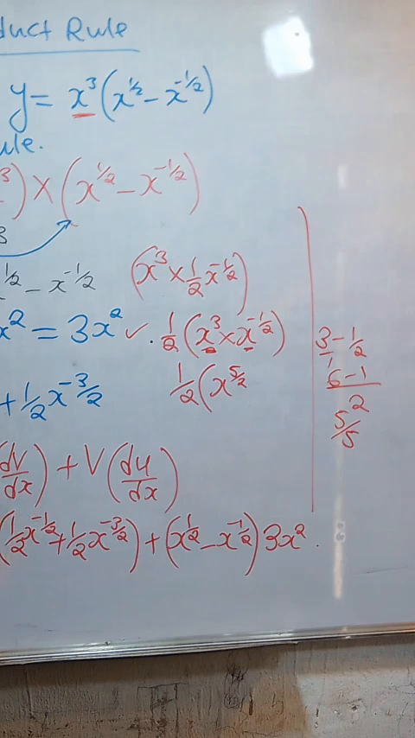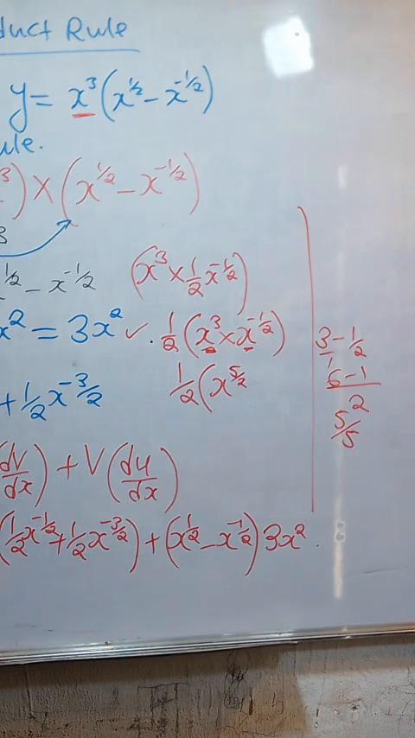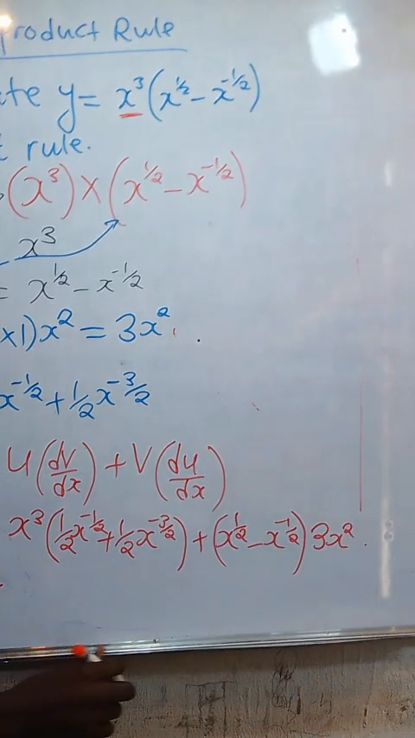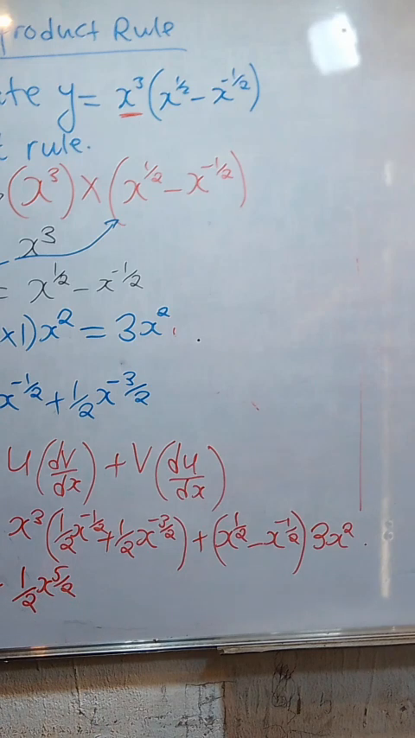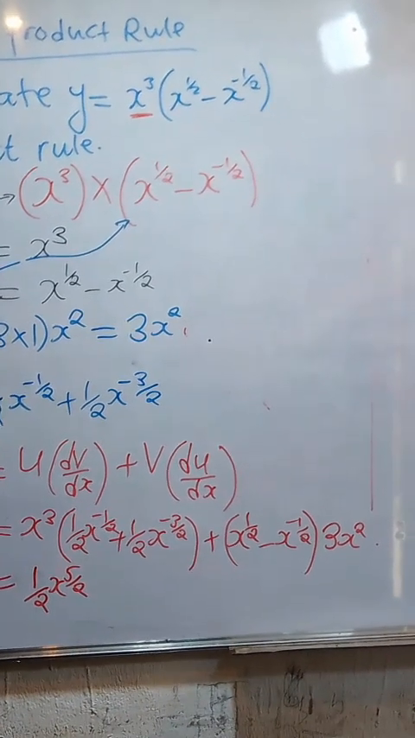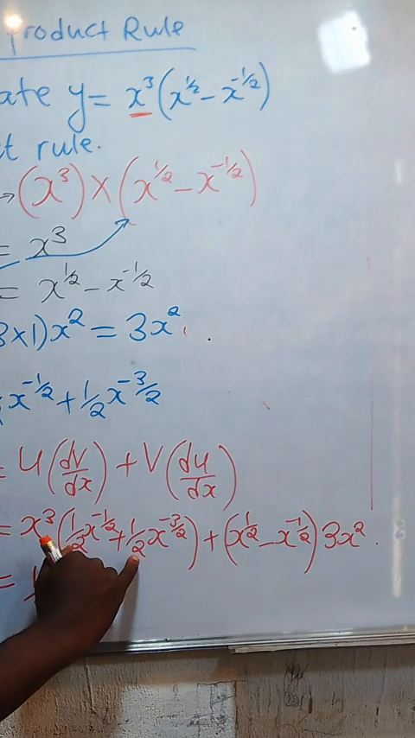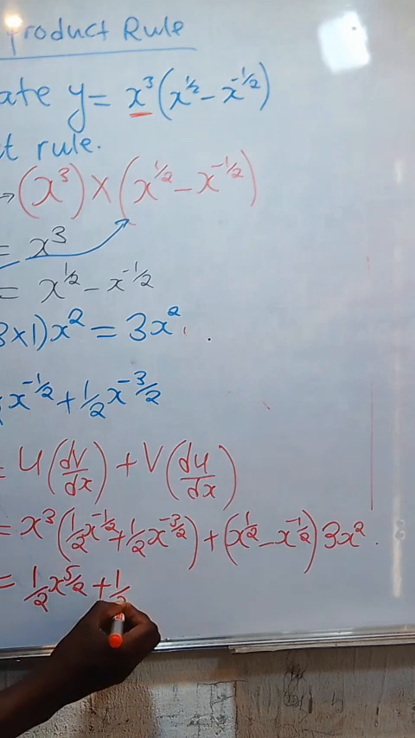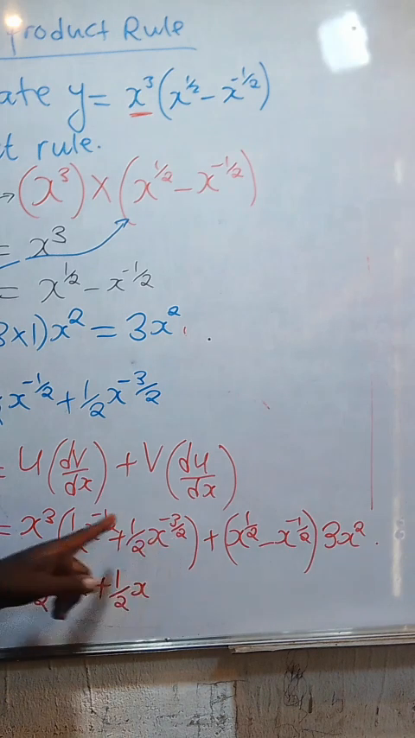So now you do the same thing, okay? You do the same thing with this one, okay? So now what you have here is half x to the power 5 over 2, okay? And then now, plus, okay? Plus this times this, okay? Is going to be half x, okay? Half x. Now we have, what we have is this, okay?